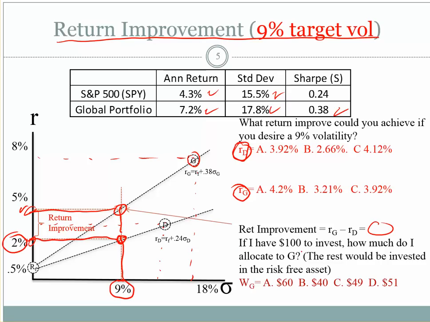Lastly, if you have $100 to invest, how much do I allocate to G? So if you decide you want to be at this point right here, you're going to combine the risk-free asset and global portfolio. So you're going to use your equation that the standard deviation that combines a risky and a risk-free is going to be the weight in the risky times the standard deviation of the risky. Use that to calculate exactly how much you have to invest in G.